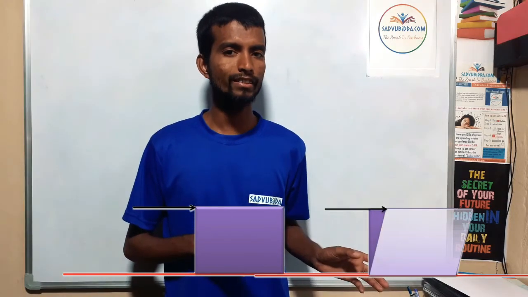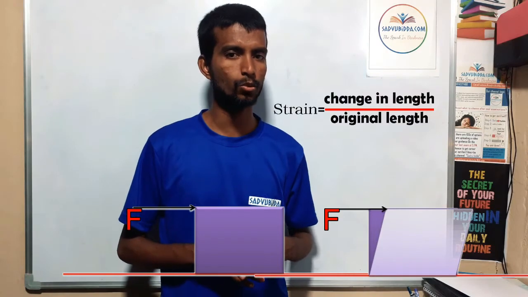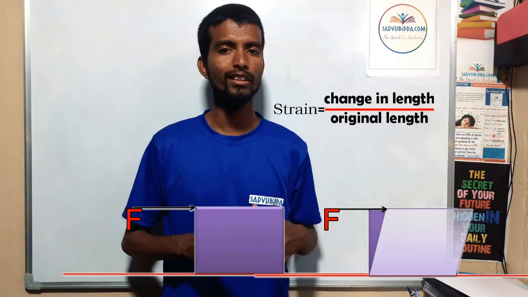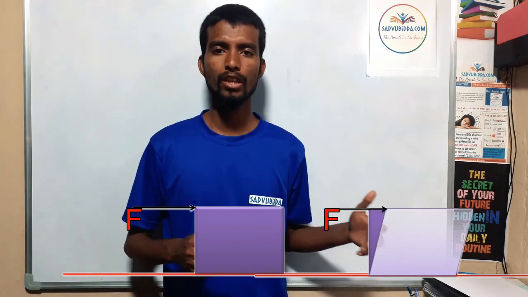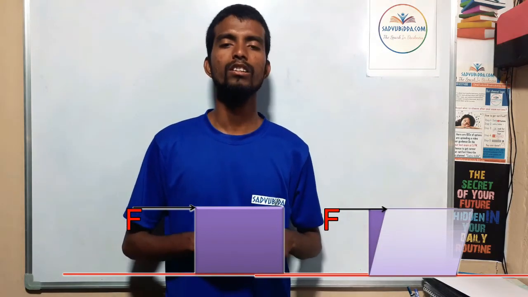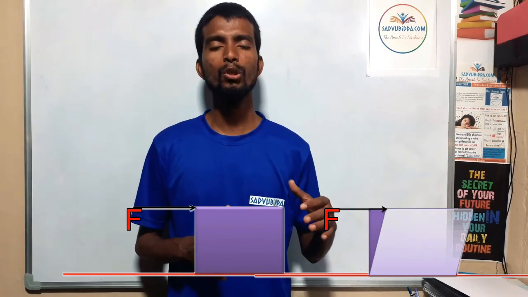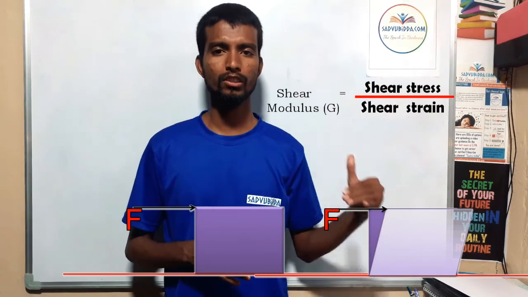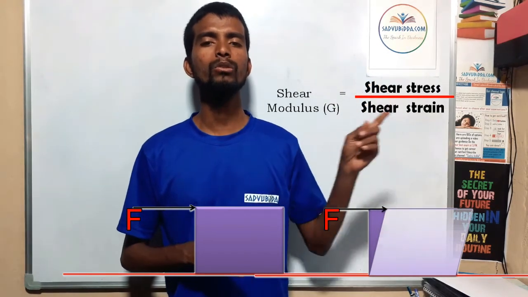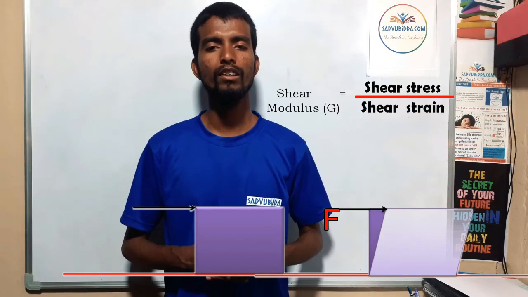When there is a change, the change in the dimensions relative to the original dimensions is known as strain, because it is a change due to shear force. This type of change is known as shear strain. Now, if we consider the ratio between these two values, that is shear stress upon shear strain, that value is known as shear modulus or modulus of rigidity.